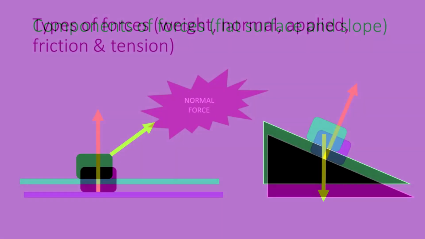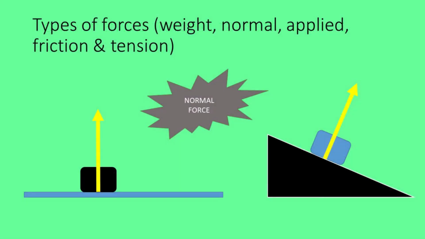We looked at a whole bunch of different types of forces. The weight, I think we've discussed enough. It's just mg. And obviously on a slope, it has a parallel and a perpendicular component. We looked at the normal force, which is pretty important. When we talk about the normal force, we're talking about the force of the surface on the object.